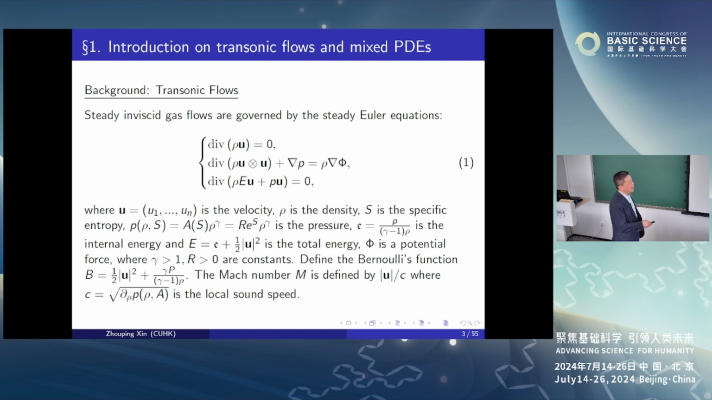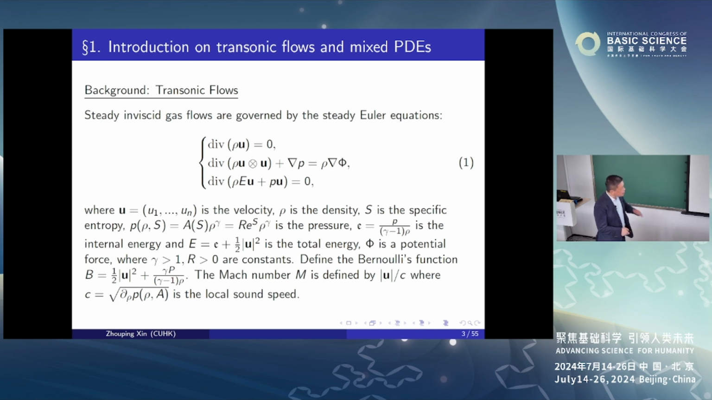I will discuss, sometimes take this to be zero, just pure Euler equation. Sometimes I do discuss to see the effects of this external forcing. But anyway, this is a standard steady compressible Euler equation: continuity equation, momentum balance, and energy conservation.